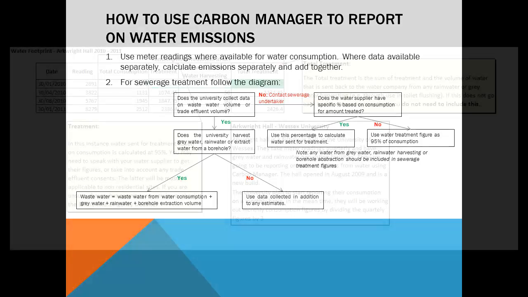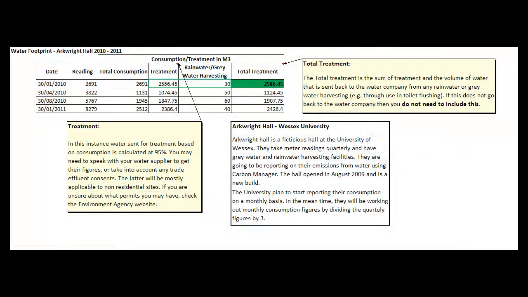So here's some example data from the fictional Wessex University for their Arkwright student halls. Just to set the scene, let's assume that they have rainwater and grey water harvesting facilities and the halls were relatively recently built. In this instance, we have quarterly meter read figures allowing us to work out consumption for the year. As per the HEFCE guidance document, water sent for treatment is considered to be 95% of the water consumption. You may need to speak with your supplier to get their figure and take into account any trade effluent consents.